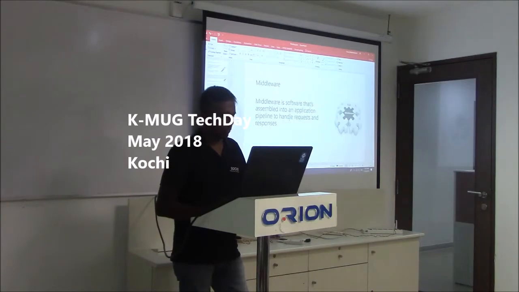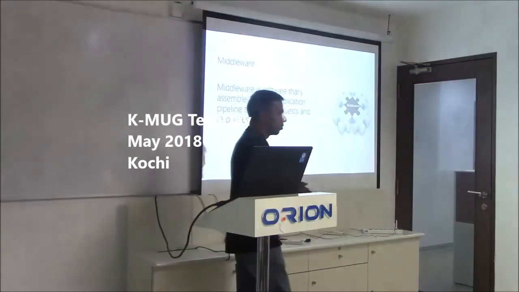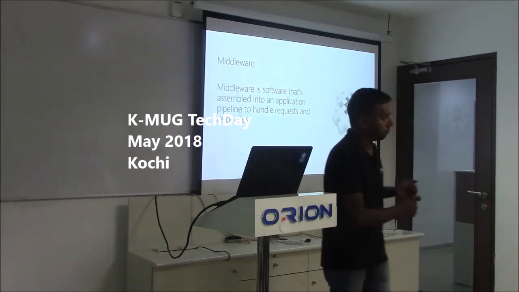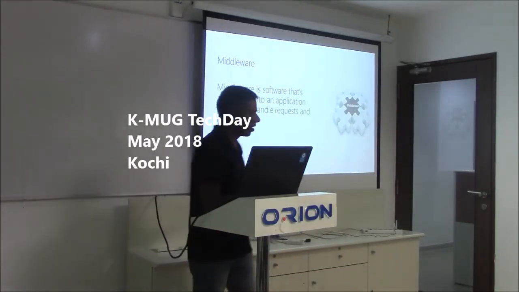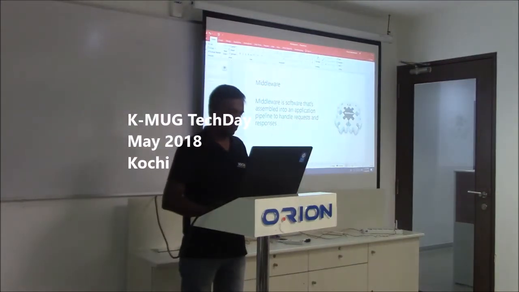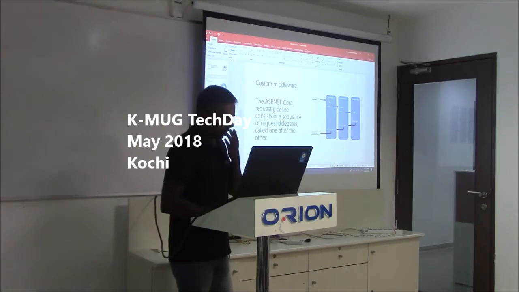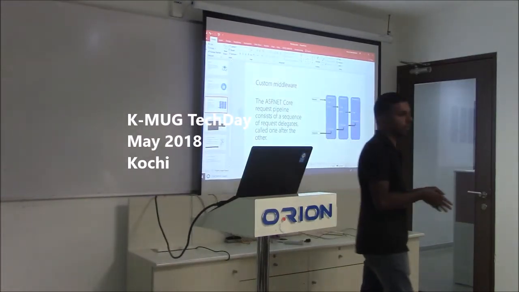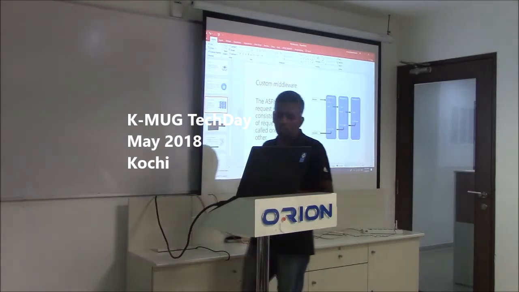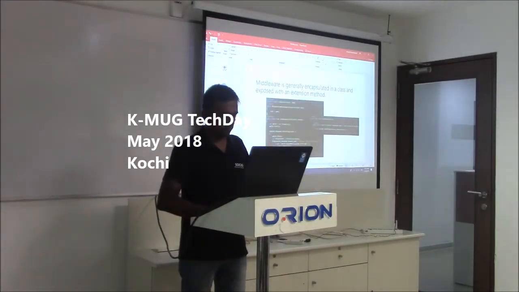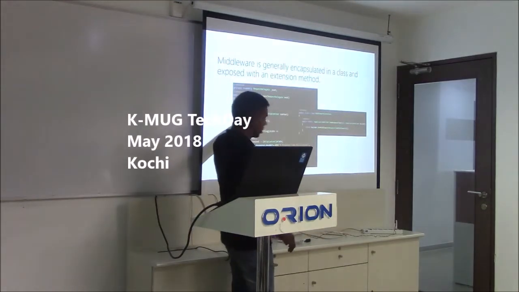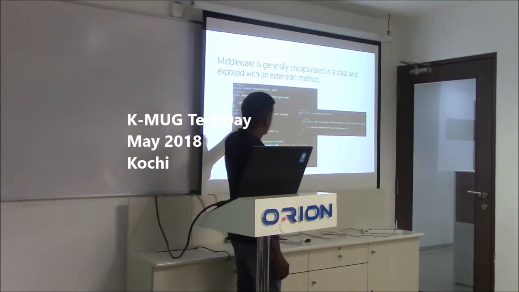Okay, so this one is middleware. In earlier versions of ASP.NET MVC, we had HTTP modules and handlers. So middleware actually replaces both these things. In ASP.NET Core, you can inject a middleware into the HTTP pipeline, and there is no base class, nothing like that. It is convention based. You just need one method, Invoke or InvokeAsync, and you need a constructor which accepts a request delegate.